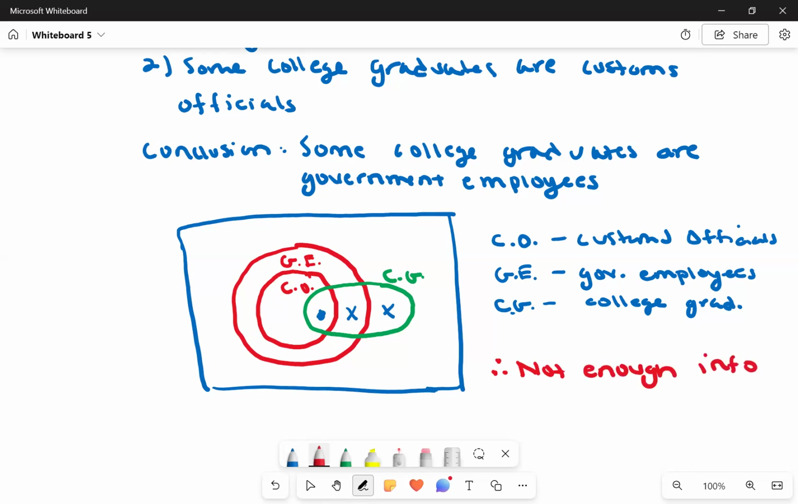And their argument is the word some. They're saying we can't say some because we don't know if it really is some. Maybe it's all. Maybe it's possible that all college graduates are government employees, and therefore we can't make that conclusion. I feel that saying some college graduates are government employees doesn't necessarily violate all college graduates are government employees, but the book does feel that way.